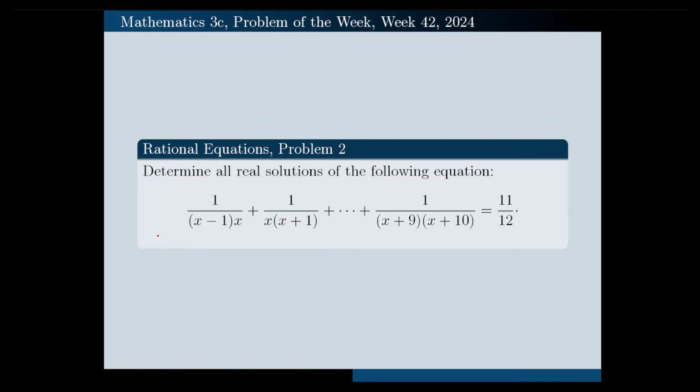Hello, in this video I'm going to solve the following problem for you. This is a problem on the topic of rational equations. Determine all real solutions of the following equation: 1 over x minus 1 times x, plus 1 over x times x plus 1, and the pattern continues until 1 over x plus 9 times x plus 10, equals 11 over 12.